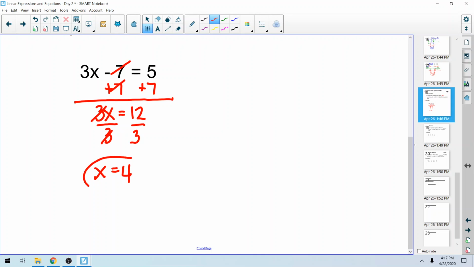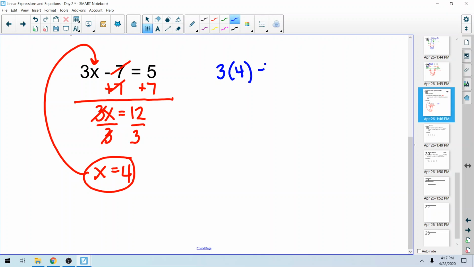equals 4. So the only solution that's going to work is when I take 4 and I substitute it back in. I would have 3 times 4 minus 7 equals 5. Well, 3 times 4 is 12, minus 7 equals 5. Yes. If I tried to substitute 5, 6, 7, 8, 9, it wouldn't work. So there's only one solution.